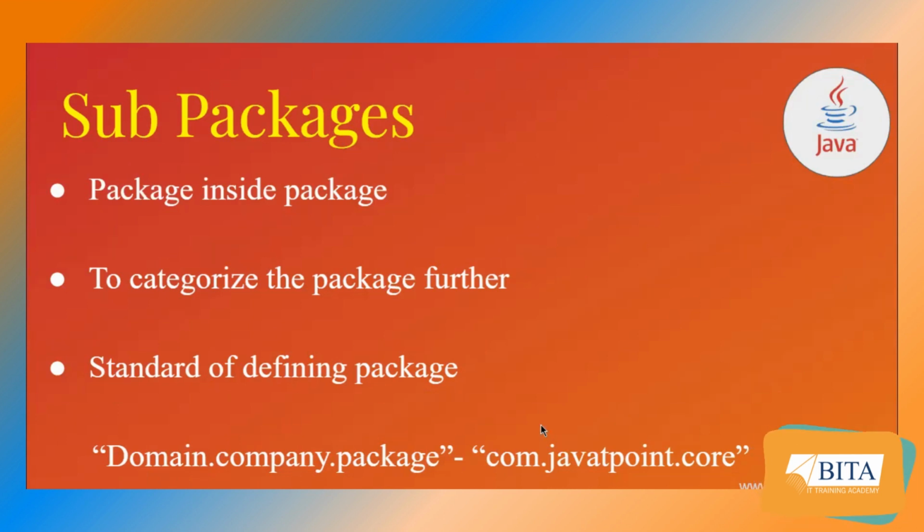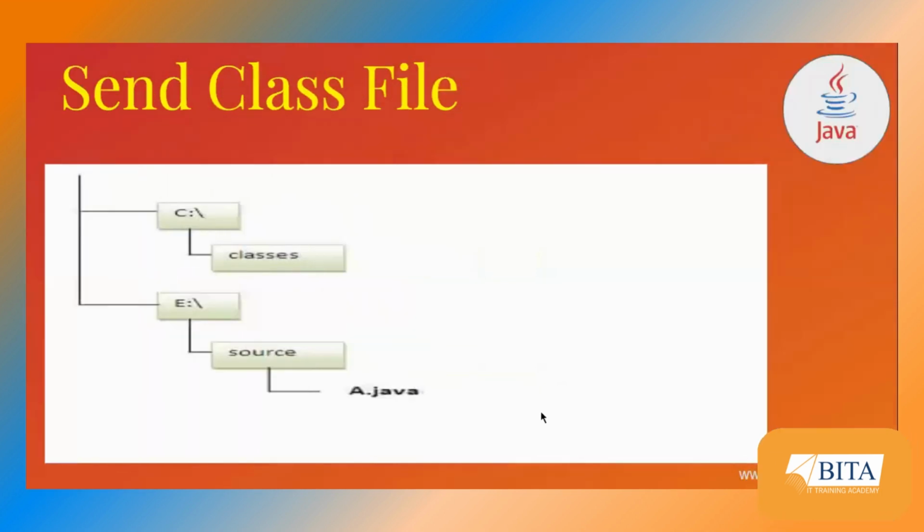Now let's see how we are sending a class file to another directory or drive. Normally when we are running or compiling a program, a class file will be created and it will be saved in the same folder. But here we are going to consider a scenario where, for this a.java file, that class file is going to be saved in the C drive. Okay. Now let's see how we are going to do this.